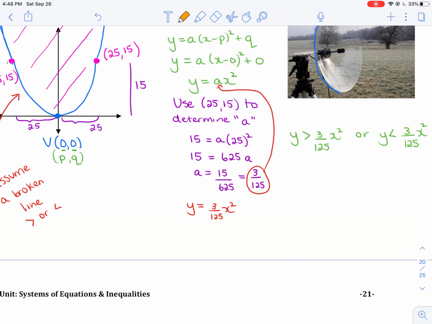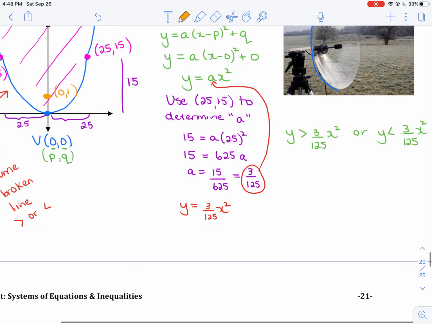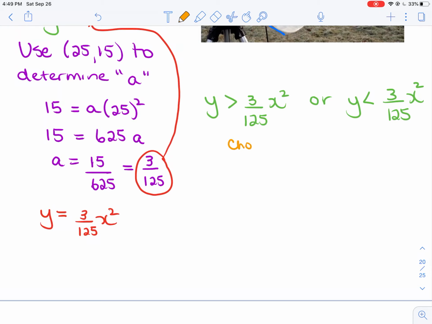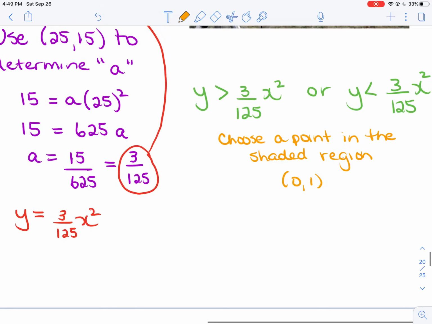So I might choose this point, let's say right here, that maybe has coordinates 0, 1. So I'm going to choose the point 0, 1 in the shaded region. I will substitute those coordinates into those inequalities and see which one is satisfied. Which one does it work for?